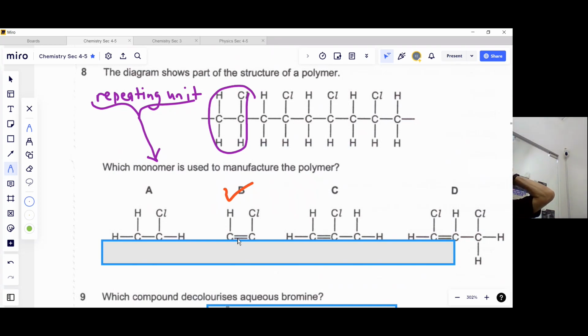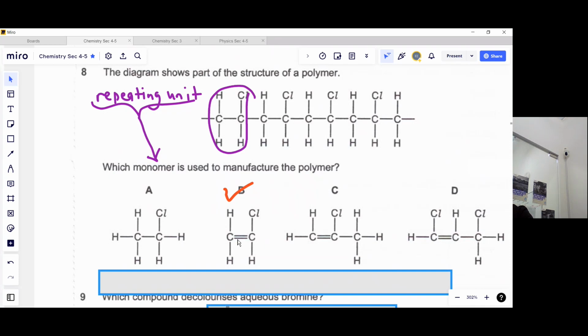And so get used to seeing these terms, monomer, repeating units. All right, I shall go on. Oh, and please don't forget, even though they didn't ask you to draw, if you need to draw, don't forget the double bond.